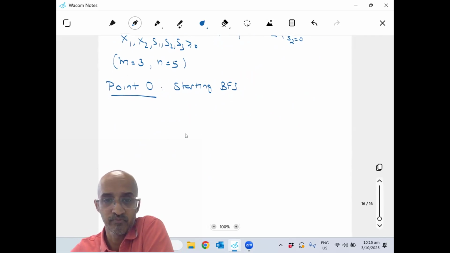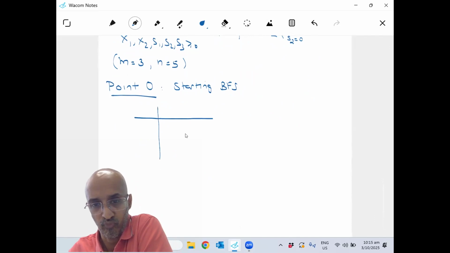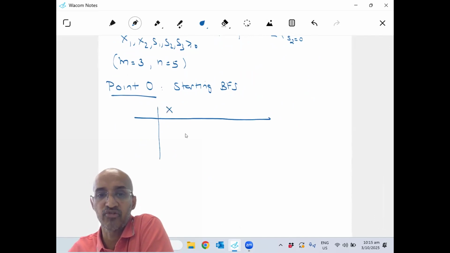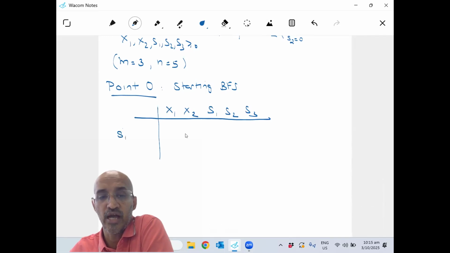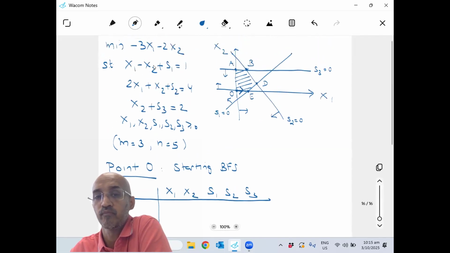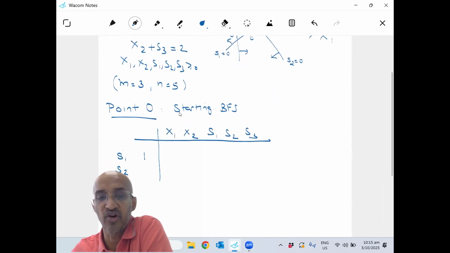So in my tableau, I write down my 5 variables, x1, x2, S1, S2, and S3. I've got 3 basic variables, S1, S2, and S3. What are my basic variable values? 1, 4, and 2. So this is B inverse b.